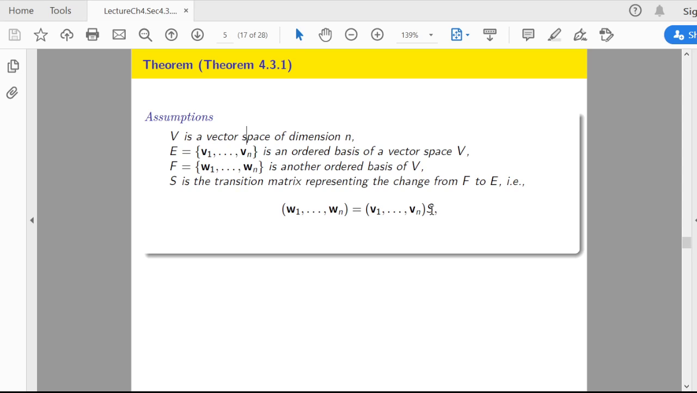So from this we can say S has n columns. On the other hand, we can also write V1 as a linear combination of W1, W2 to Wn. How to do that? We can multiply both sides by the inverse of S. In that way we get [V1, V2, ..., Vn] equals [W1, W2, ..., Wn] times the inverse of S.